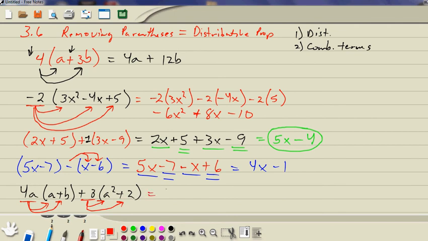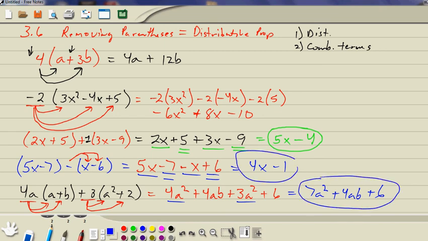4a times a is 4a squared. A times a is a squared. 4a times b is 4ab. 3 times a squared, or 3a squared, 3 times 2 is 6. I look for my like terms, and I can see that my like terms is the a squared. So I can combine those and get 7a squared plus 4ab plus 6. And that becomes my final answer.